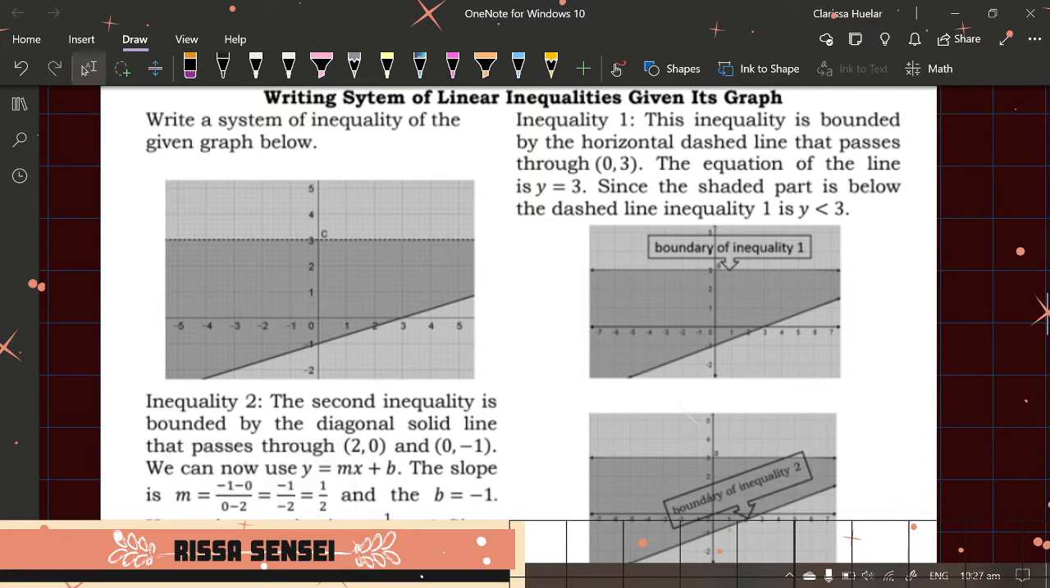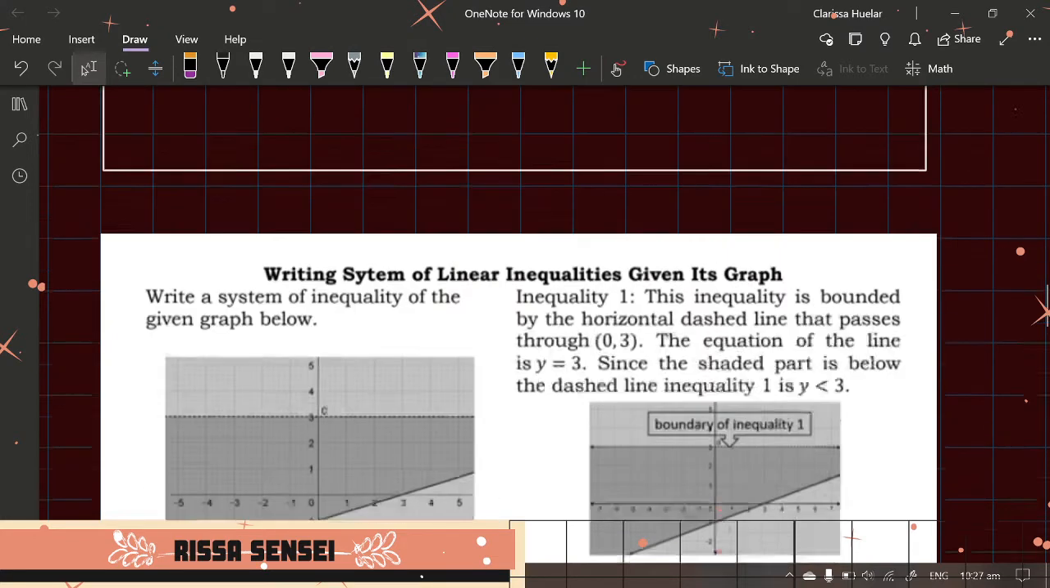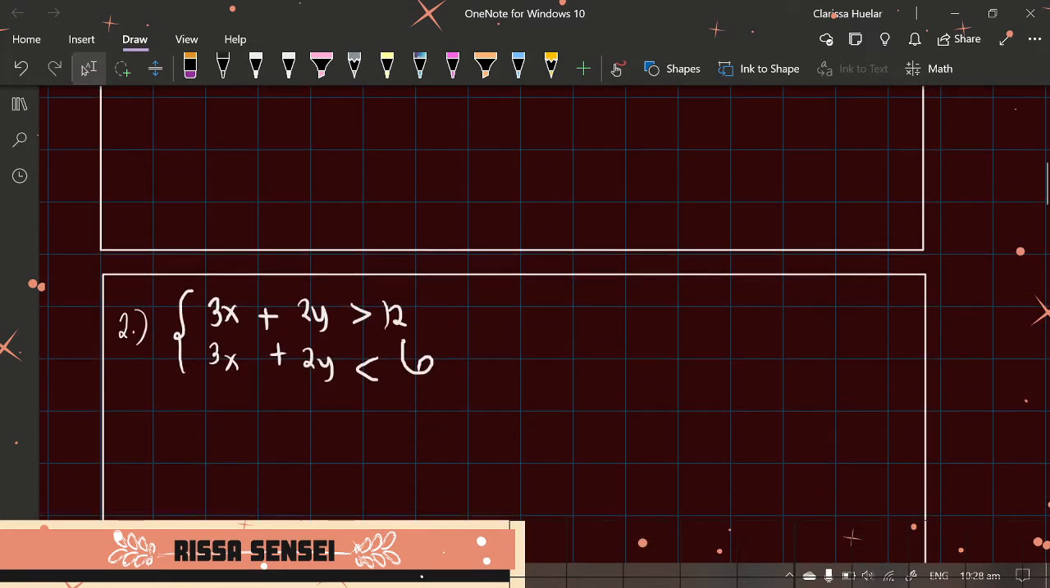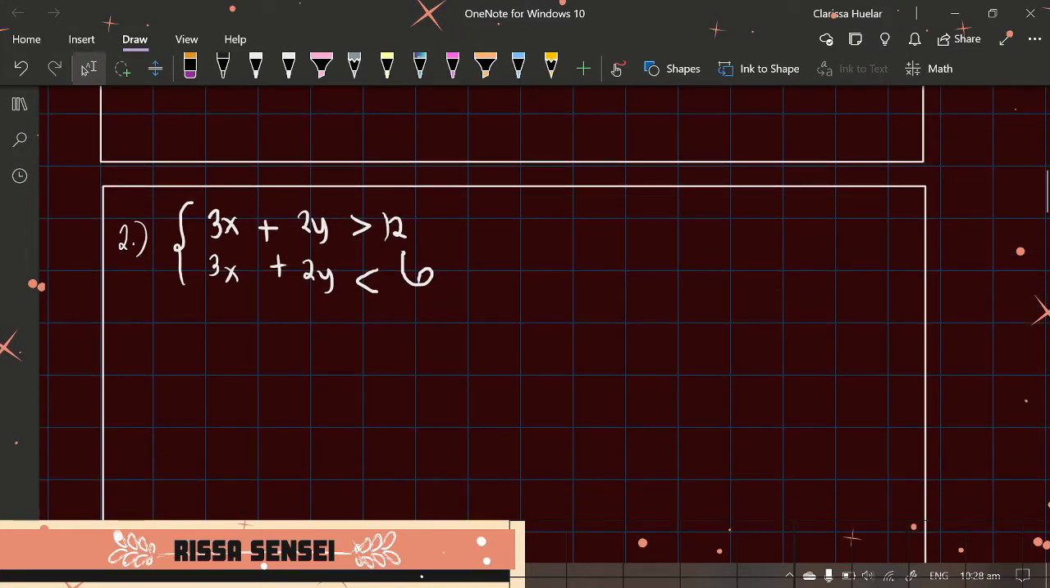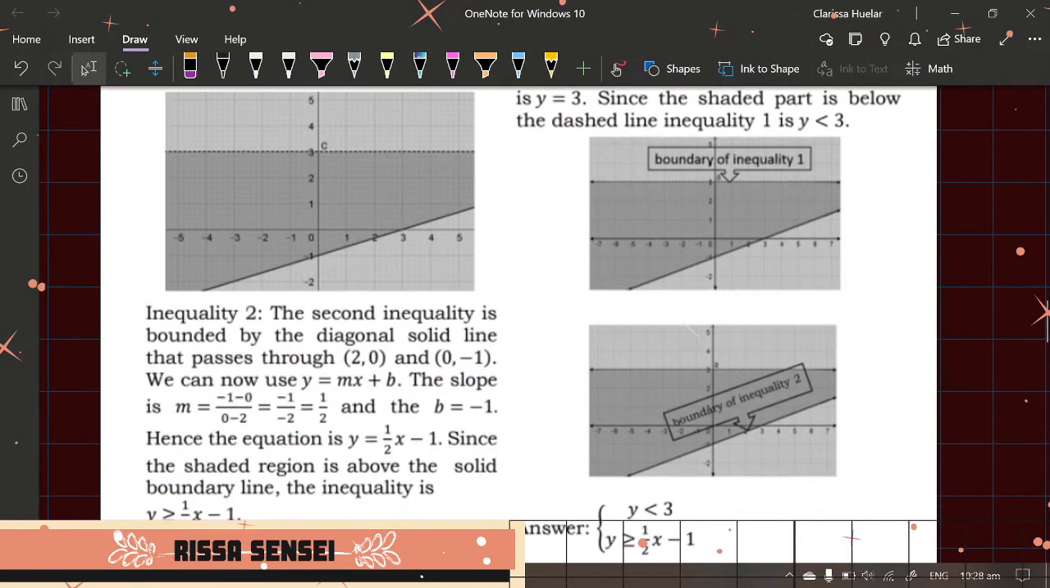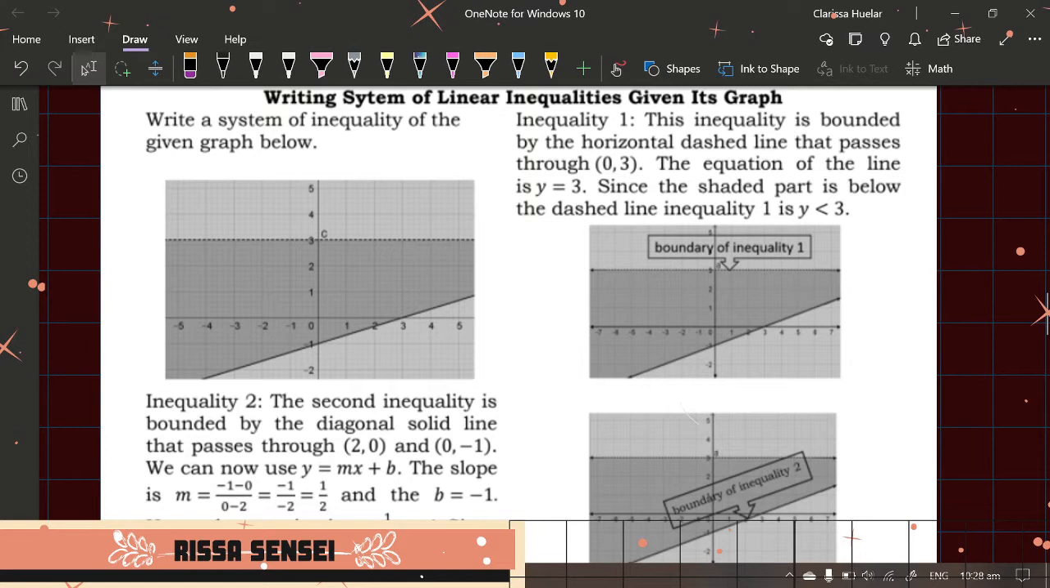Okay. For today, we will discuss writing a system of linear inequalities given its graph. So ngayon, merong graph, hanapin naman natin yung inequality. Unlike yesterday, ang ginawa natin ay given yung system, hanapin yung graph. Ngayon, kabaliktaran naman. Kailangan meron kayong knowledge about the system of linear equations, kung paano magsulat ng linear equations, given lang yung isang graph.